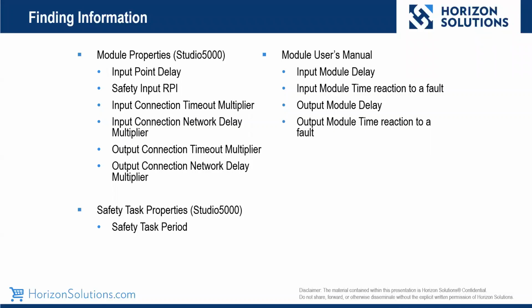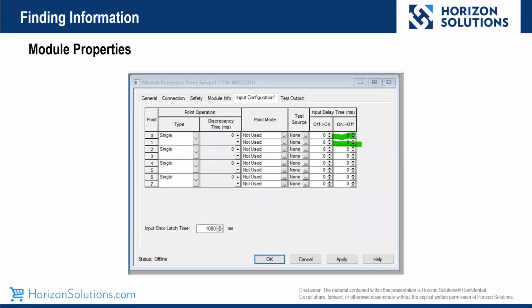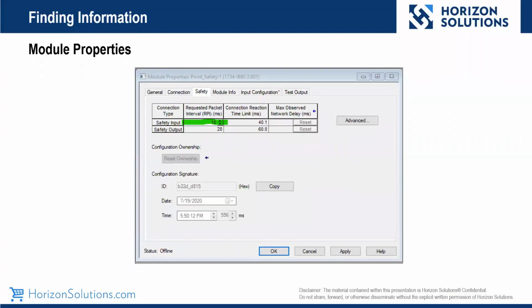Now let's look and see where we can actually find all this information within the different windows. So if we open up the module properties, we first find the input point delay under the Input Configuration tab. This is found by right-clicking on any one of the modules and selecting Properties, then going to the Input Configurations tab. Under the same module properties window, but by selecting the Safety tab, we can now find the Safety Input RPI. Here, set at 10 milliseconds.